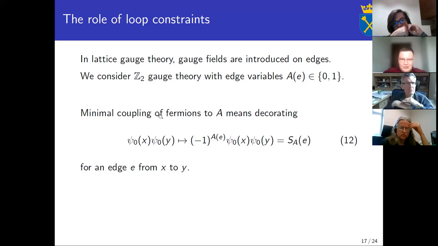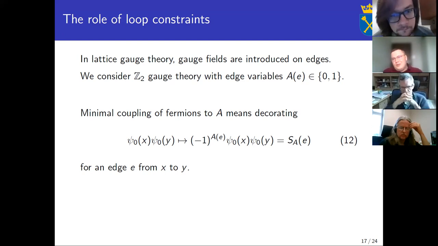We could consider some minimal coupling of this A to fermions. And if we do minimal coupling, then it means that for operators where there is some product, so let's think about the Hamiltonian, for example. So we want to modify the Hamiltonian so that it depends on this A and is gauge invariant. So in every product of two fermions in the Hamiltonian, where the fermions are put on different lattice sites, we have to introduce this factor (-1) to the A of E, where E is the corresponding edge. So I call this decorating or something like that.